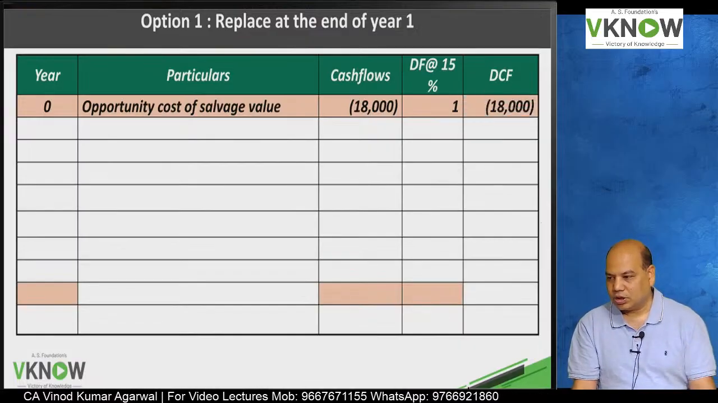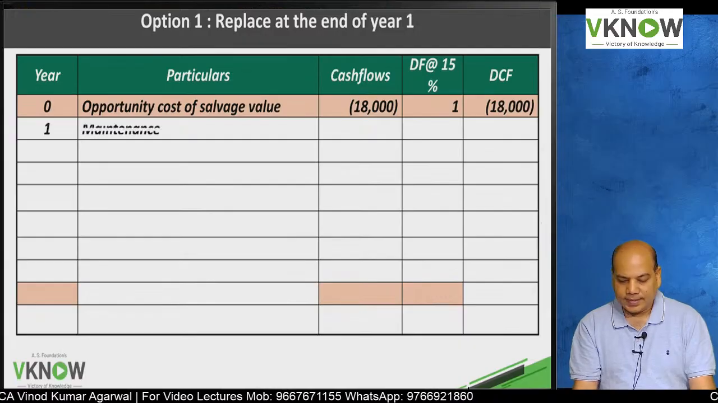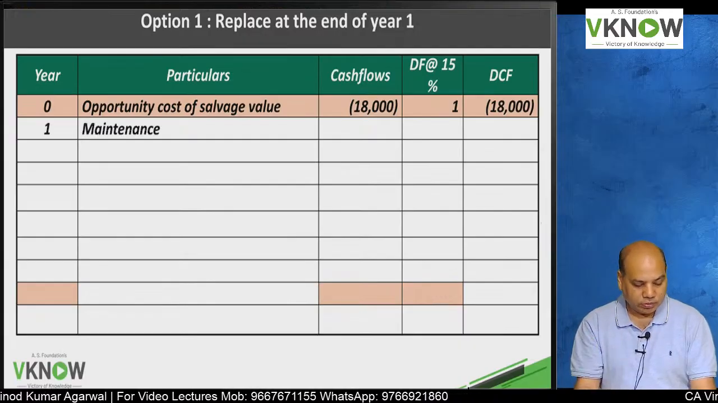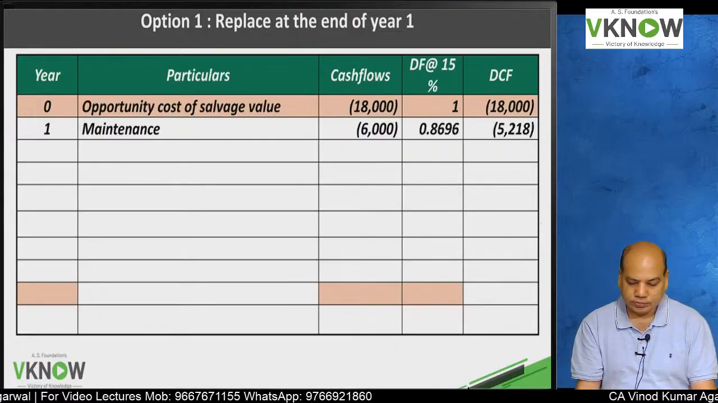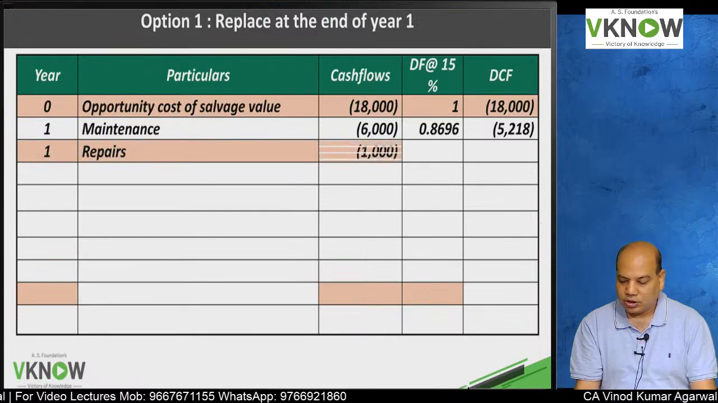Present value 18,000. Year 1 you are going to use it. Maintenance you will incur. Already present value computed 5218. Repair cost you will incur.